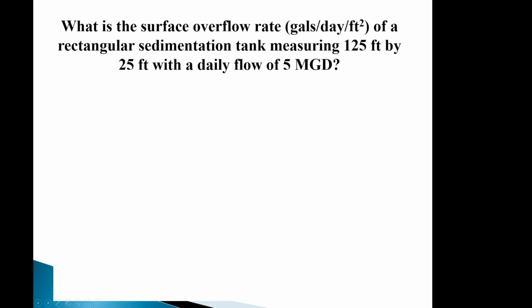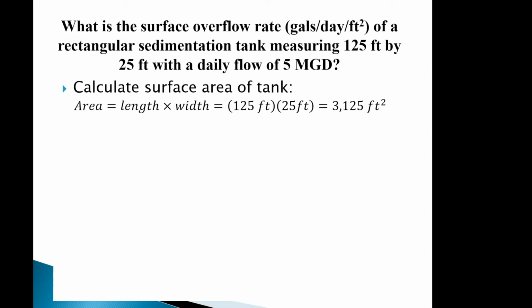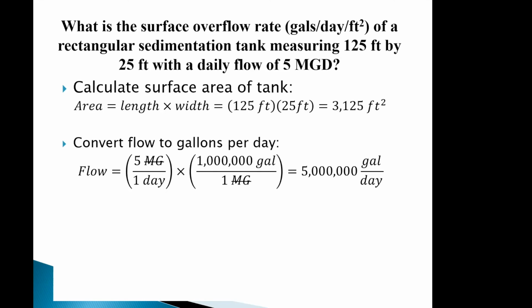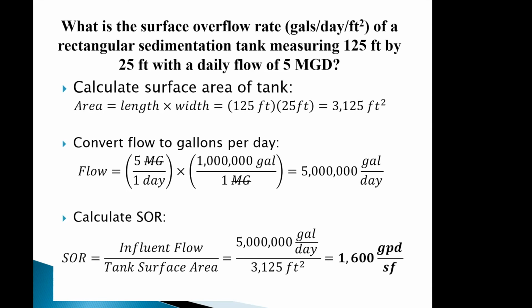So again, here's a quick math problem. If you have a tank measuring 125 feet by 25 feet and you see a daily flow of 5 mgd, you're going to calculate the surface area. That's just the area of a rectangle. Convert the flow to gallons per day, and then divide the influent flow by the surface area. Plug in those numbers, and you get 1,600 gallons per day per square foot.